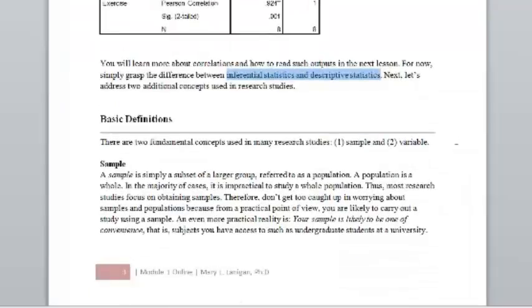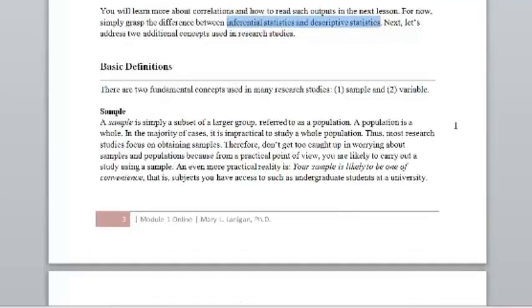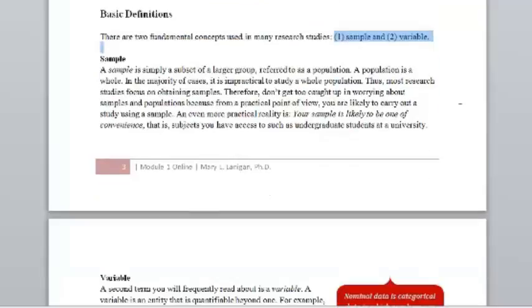So now we're going to go on to address two more additional concepts used in research studies. And in this case, we're going to look at sample and variable. Okay, when we talk about a sample, we're simply talking about a subset of a larger group.